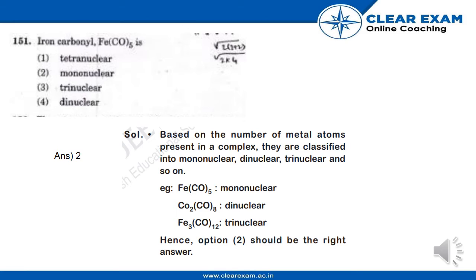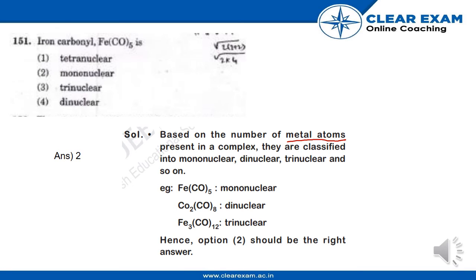The question is: iron carbonyl, Fe(CO)5, is it tetranuclear, mononuclear, trinuclear or dinuclear? So now, its solution. It is stated that based on the number of metal ions present in the complex, they are classified into mononuclear, dinuclear, trinuclear and so on.